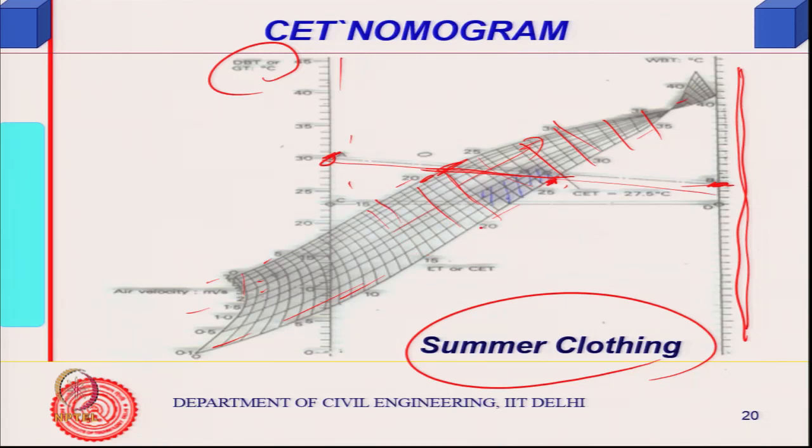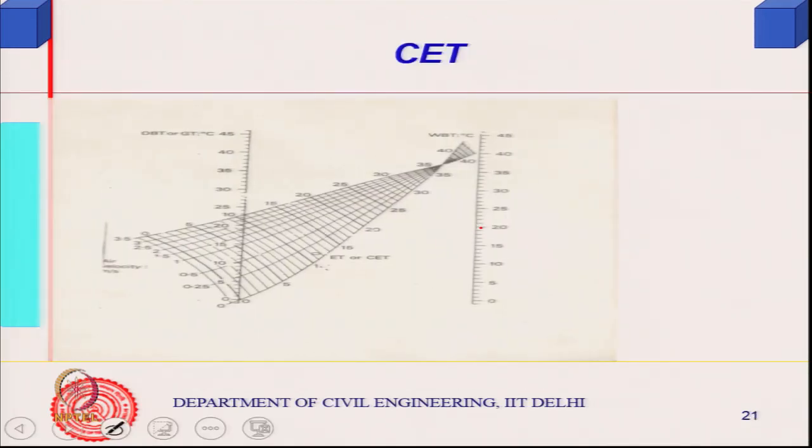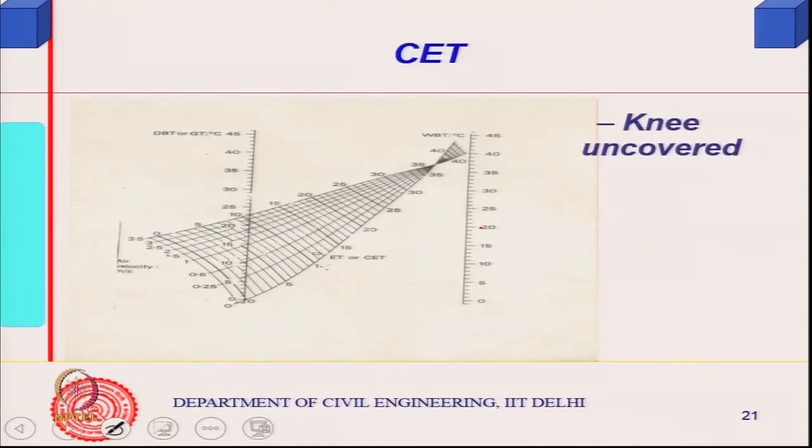This is for summer clothing, I will come back to this, and this is for knee uncovered, the Indian, tropical type of dress, where up to the knee is uncovered, like somebody walking in the field, as you have seen. So, this is another nomogram of the same thing: dry bulb temperature or globe thermometer temperature, wet bulb temperature, air velocity 3.5 here, and these are the CET values. So, CET values you can find out from such a nomogram.